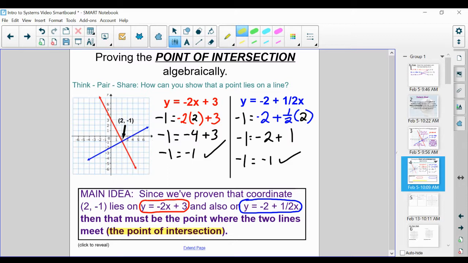So please make sure you have copied that down, because that's the main idea of what we're trying to accomplish. Prove that each coordinate point visually lies on both lines, and algebraically by substituting in the coordinate point to get a true statement. If we happen to get a false statement for either of our equations, that is not going to be the point of intersection. Let's do another example.